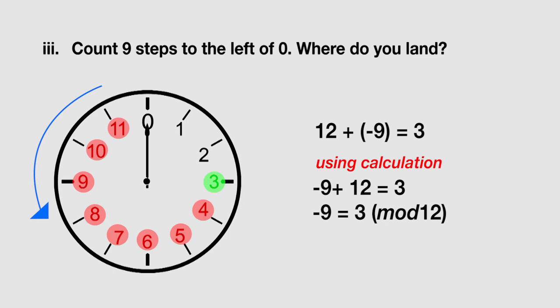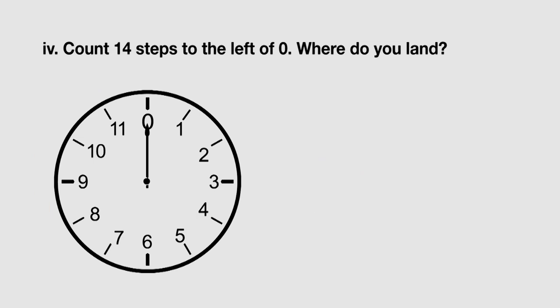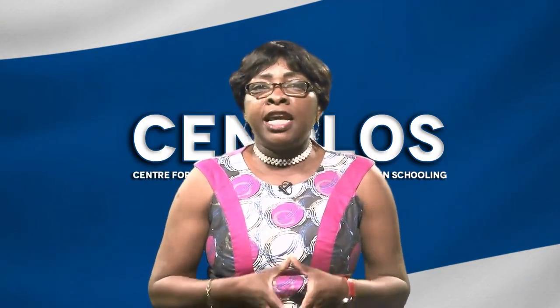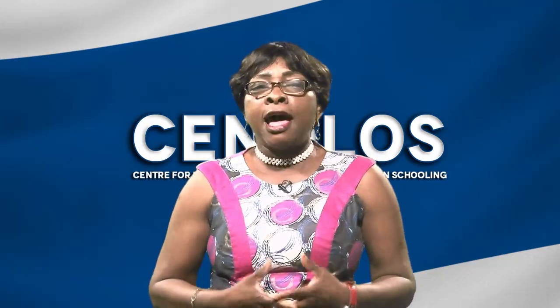Now, how about this one? We want to count 14 steps to the left of 0. So where do we land? We land on 10. Now, to use calculation for negative numbers that are numerically bigger than the mode, what we do is we divide the negative number by the mode, take the remainder and add the mode.